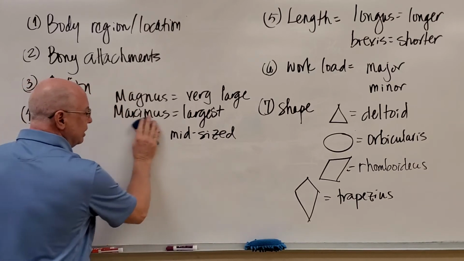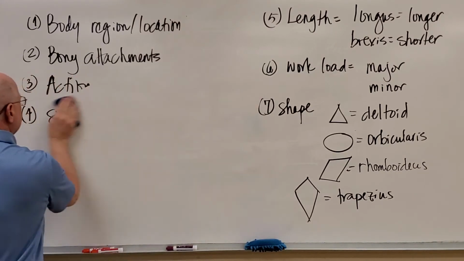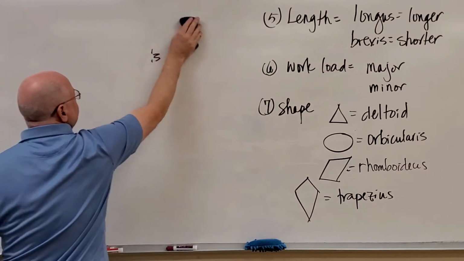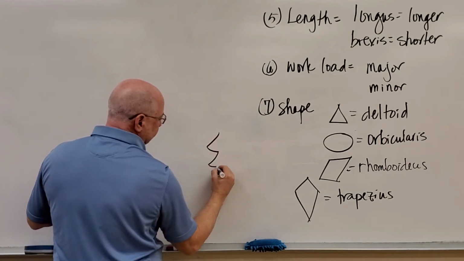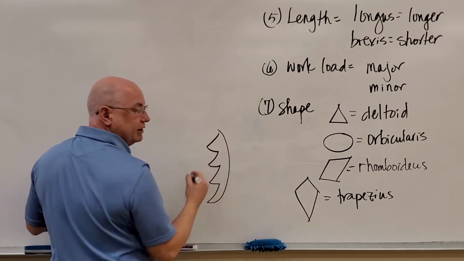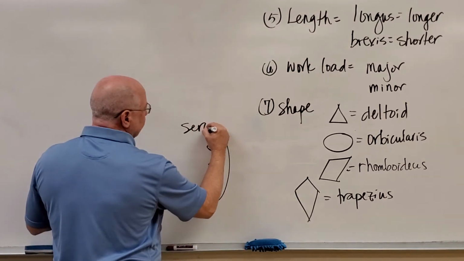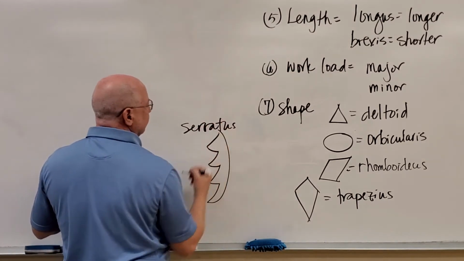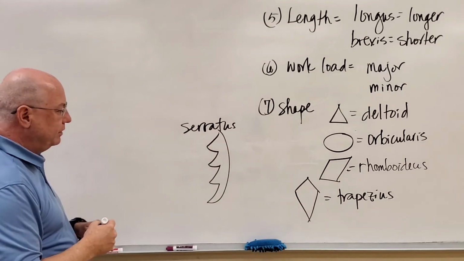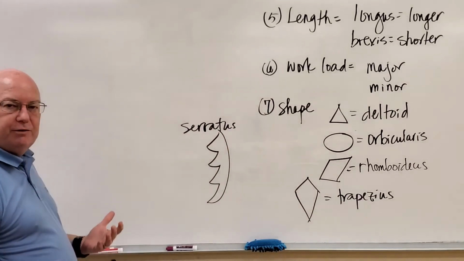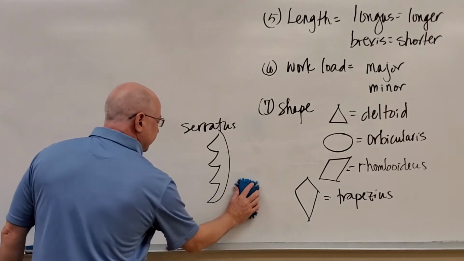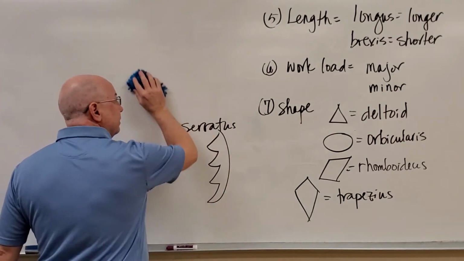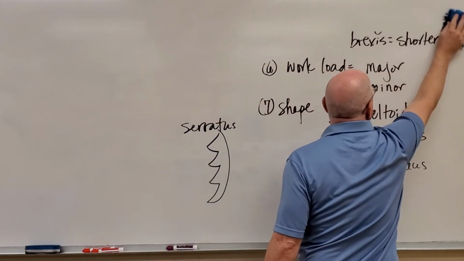There's another shape that muscles can come in, and that shape is said to be a serratus muscle. If it looks like it has teeth on one side, like a serrated knife, we call that a serratus muscle, S-E-R-R-A-T-U-S. And I think there's a few other shapes, but these are the major ones. Now, let me erase all of this, and I'll continue to go over a few more ways that muscles are named.